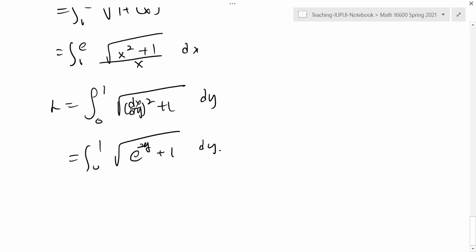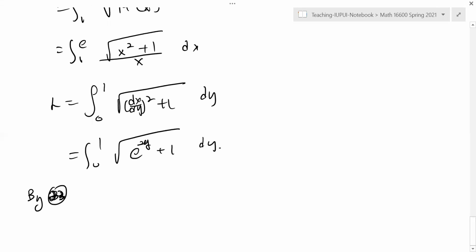Now, let's see. Look at the back side of the book, if we can find a table of integral formulas from there. I think yes, we do have. Okay, look at the formula 32, no, 23. 23. I read it in reverse order.